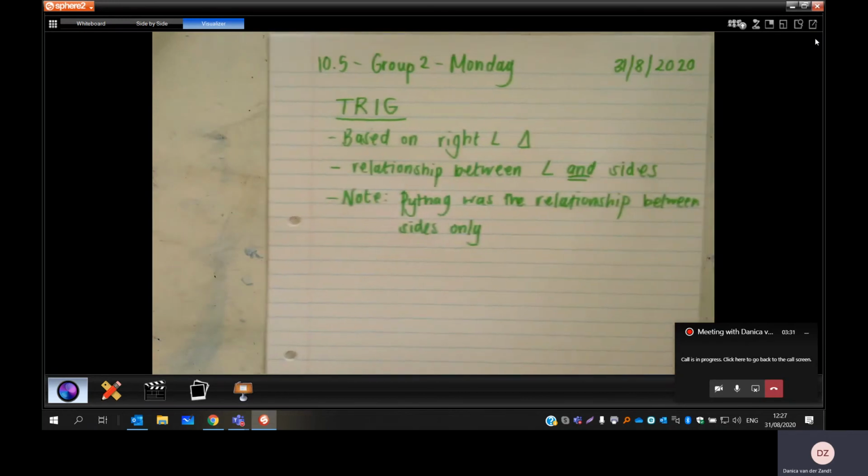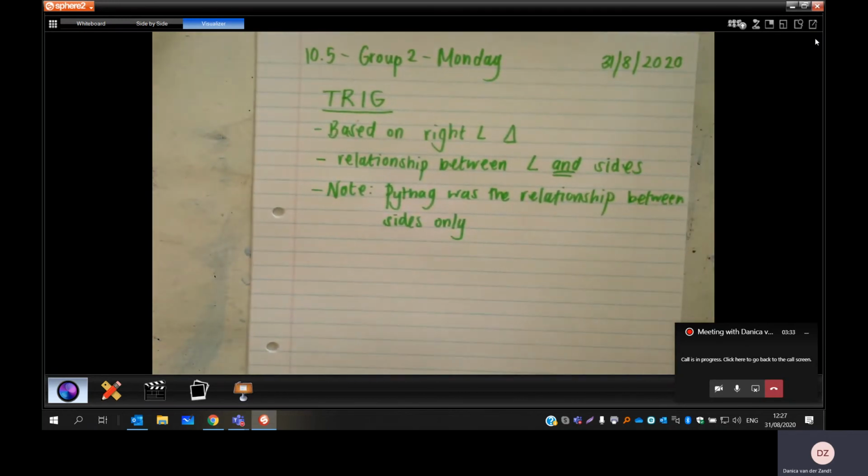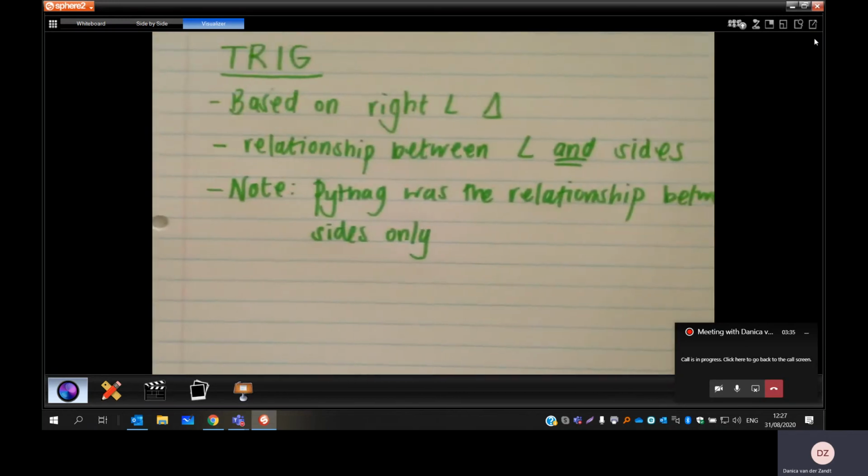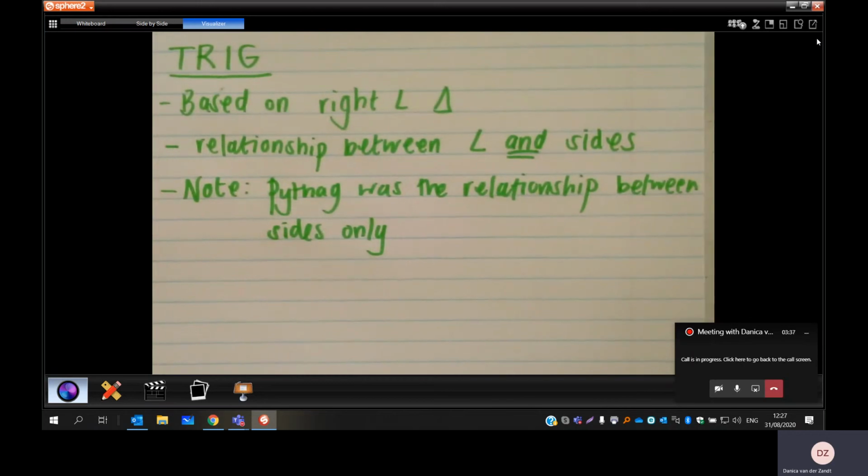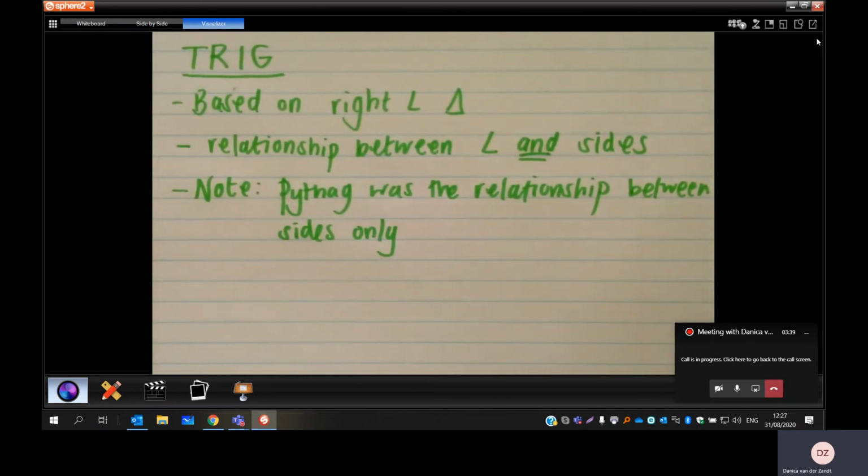So just note there that Pythagoras was a relationship between sides only, and if we had two sides, we used Pythagoras to calculate the third side. In trigonometry, we need two bits of information to calculate a third bit of information. So we need two sides to get an angle, or an angle and a side to get another side.